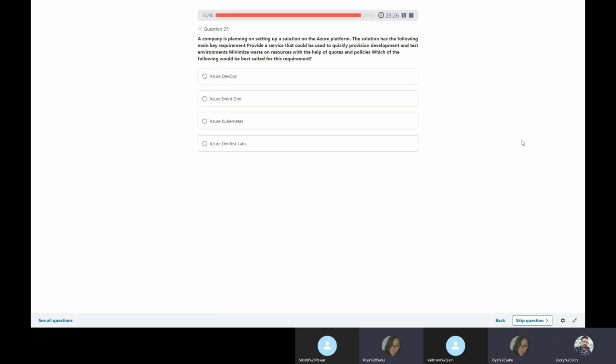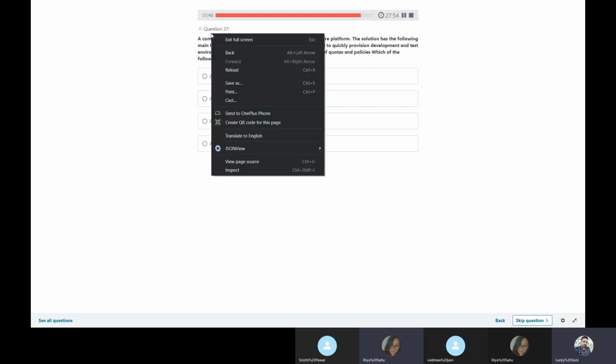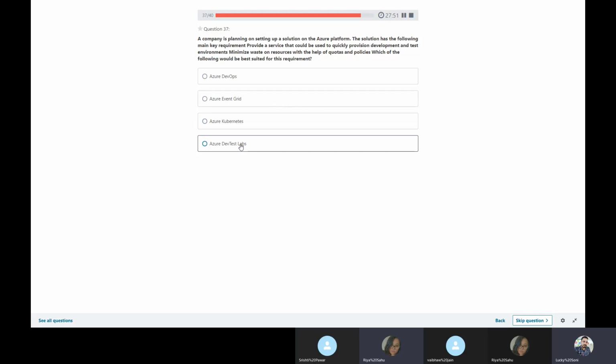A company is planning on setting up a solution on the Azure platform. The solution has the following main key requirement: provide a service that could be used to quickly provision development and test environments, minimize waste of resources with the help of quotas and policies. Which of the following would be best suited for this requirement? Yesterday we have seen you are provisioning the development and test environment, right? So that can be done using Azure DevTest Labs.